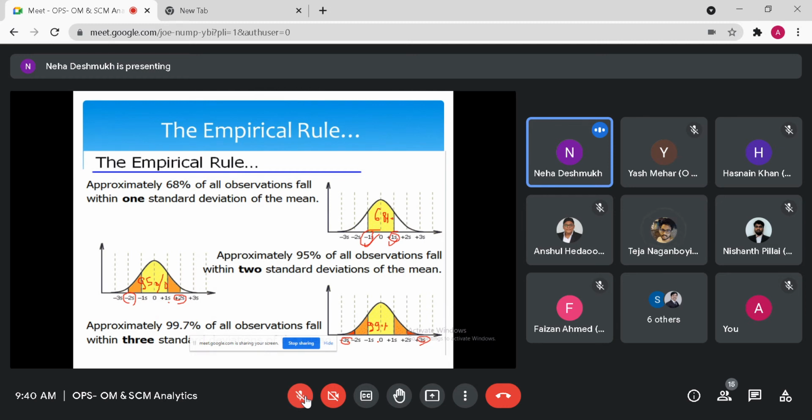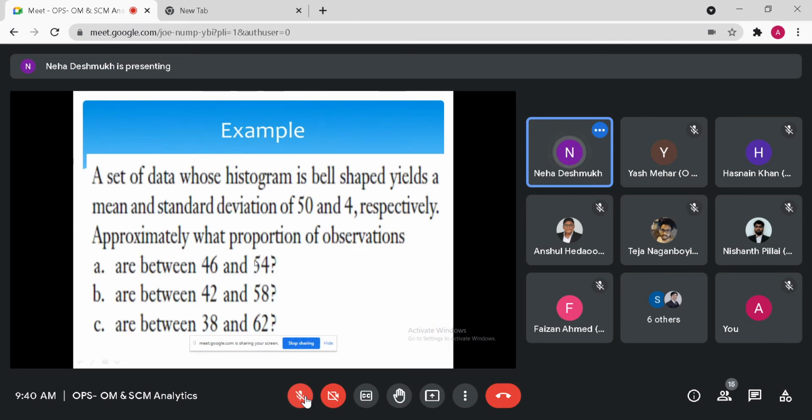Yes, ma'am. Now, let's discuss one example. A set of data whose histogram is bell-shaped, meaning normally distributed, yields a mean and standard deviation of 50 and 4. Approximately what portion of the observations are in between 46 and 54?